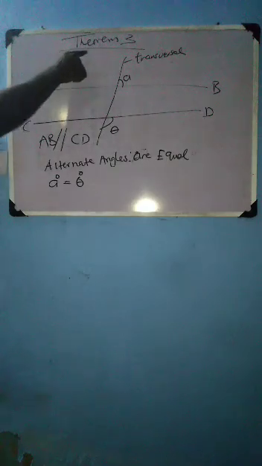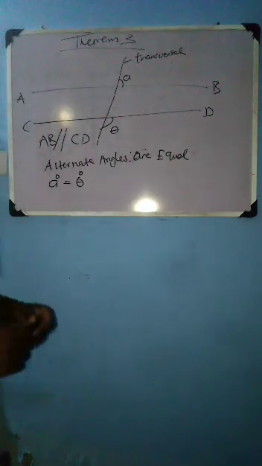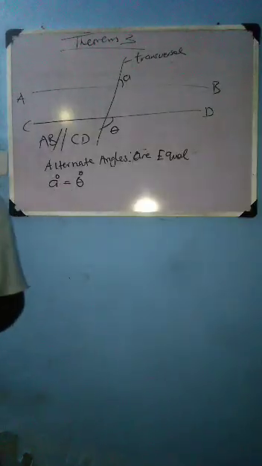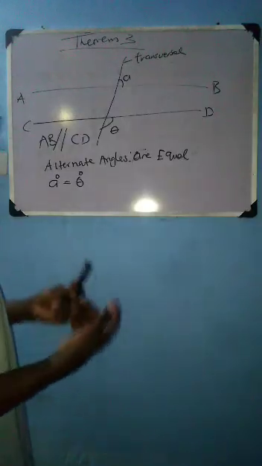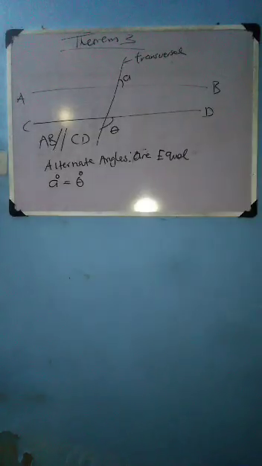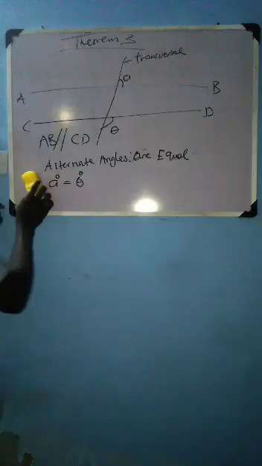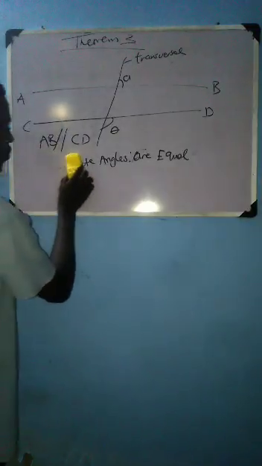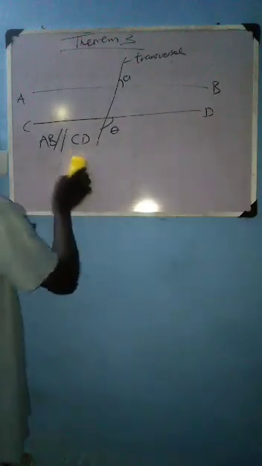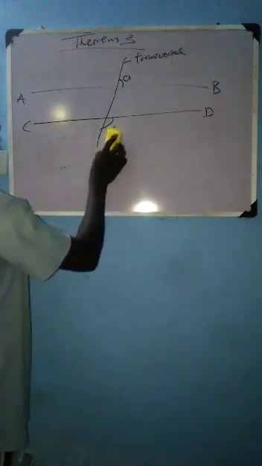So our first theorem 3 is that alternate angles are what? Equal. So write it down. Theorem 3, alternate angles are equal. Write it down. Then I will take this alternate angle off. Then I also take this one off. Take this one off as well.